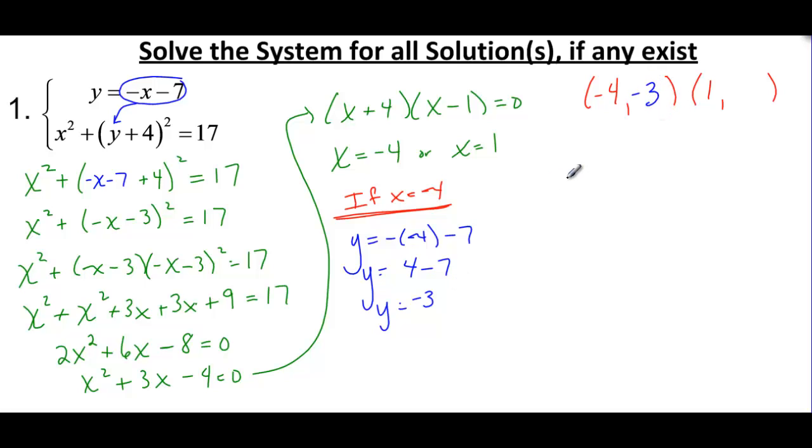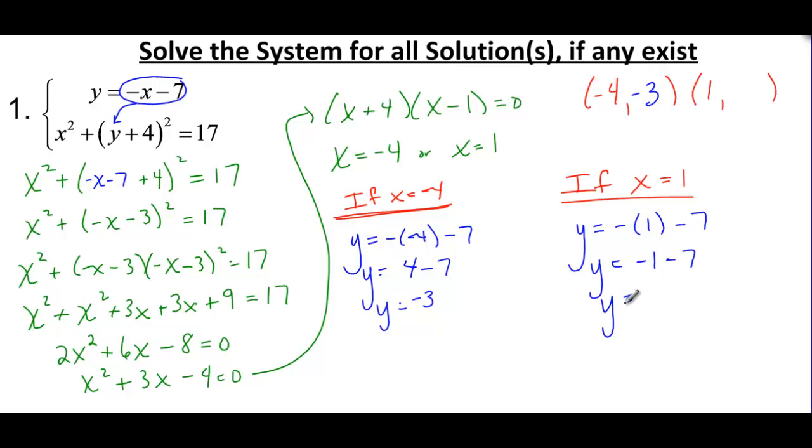But what if x equals positive 1? Well, if x equals positive 1, I get y equals negative x minus 7. So that's y equals negative 1 minus 7, which gives me negative 8. So what this tells me is that if I graph this line and this circle, they're going to intersect in two places, one at negative 4, negative 3, and one at 1, negative 8.